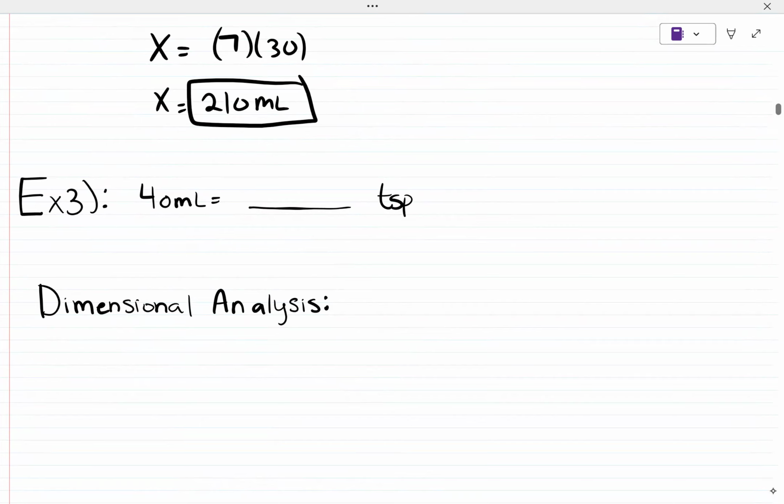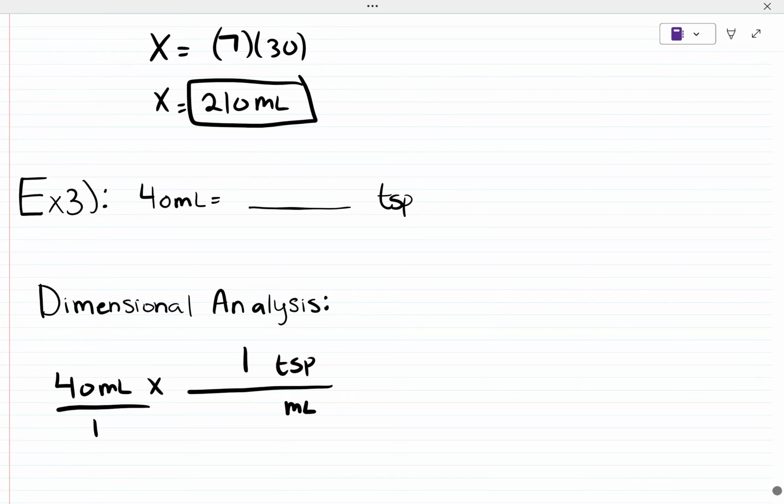Example 3, we have 40 milliliters and we need to know how many teaspoons. So let's start with dimensional analysis. 40 milliliters times a fraction, with milliliters on the bottom and teaspoon on the top, and then put in an invisible one. So based on the chart, what is the relationship between milliliters and teaspoon? Well, according to the chart, for 1 teaspoon, there are exactly 5 milliliters.